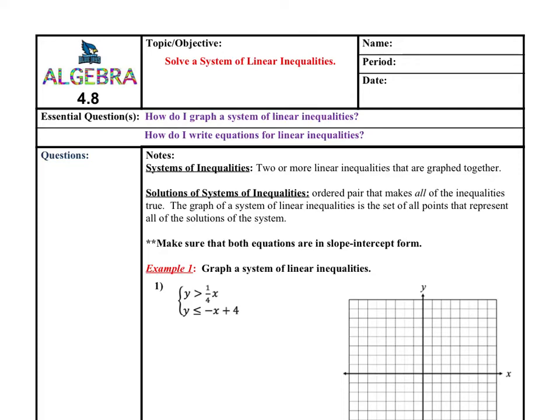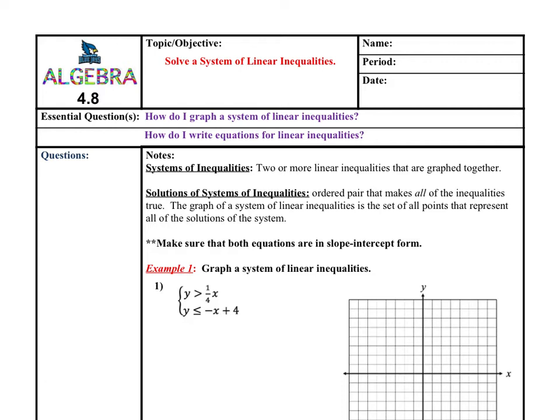Today we're going to be graphing systems of linear inequalities. It is exactly like graphing just a regular system of equations, except that instead of finding where the lines cross, you're going to be finding where the shaded parts overlap. So you'll have two or more inequalities graphed together. We'll actually do one today with 3.